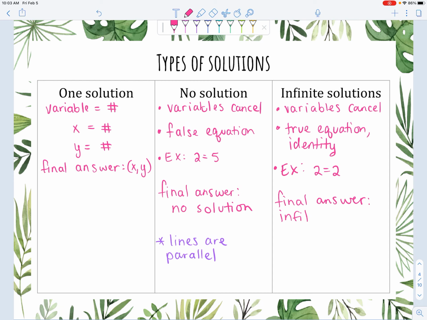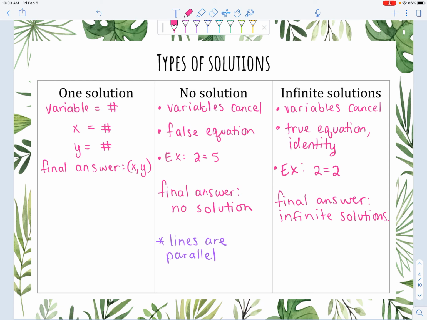Whoops, I misspelled it. Infinite solutions. There we go. So think about what this might mean for our two equations. If you looked at the graph, and there's infinite solutions, that means there's infinitely many points of intersection. They're intersecting at an infinite number of points. They're intersecting everywhere. How can this happen?